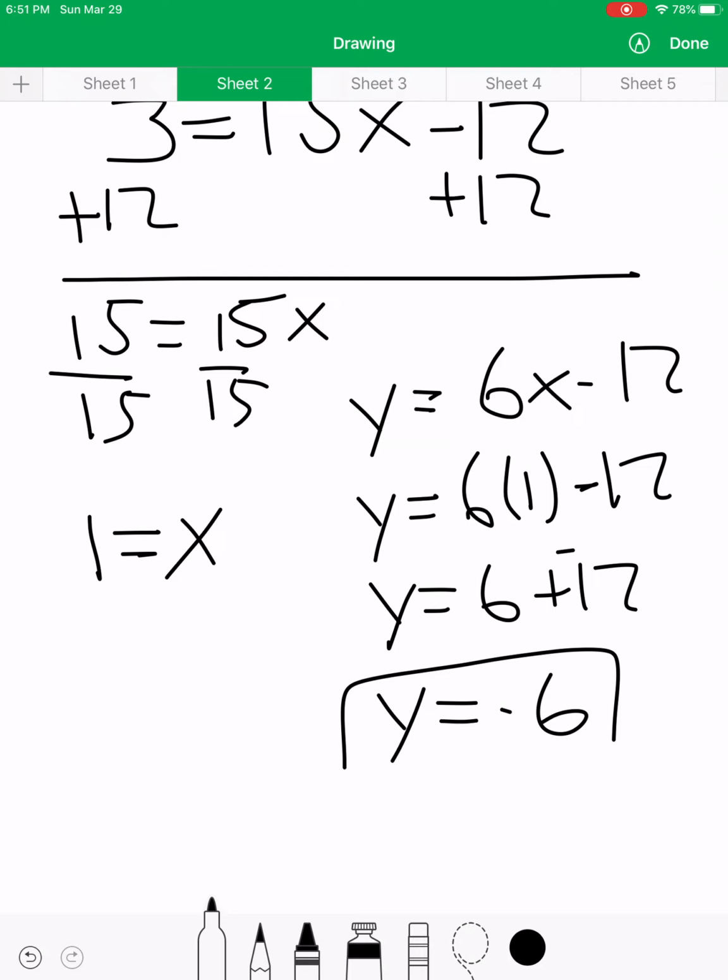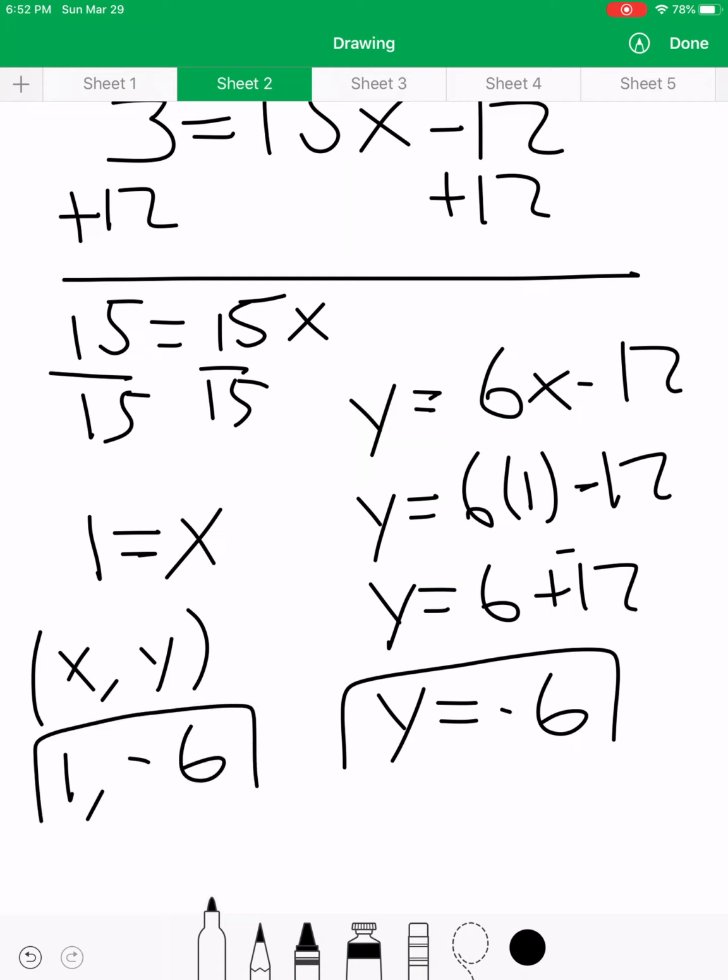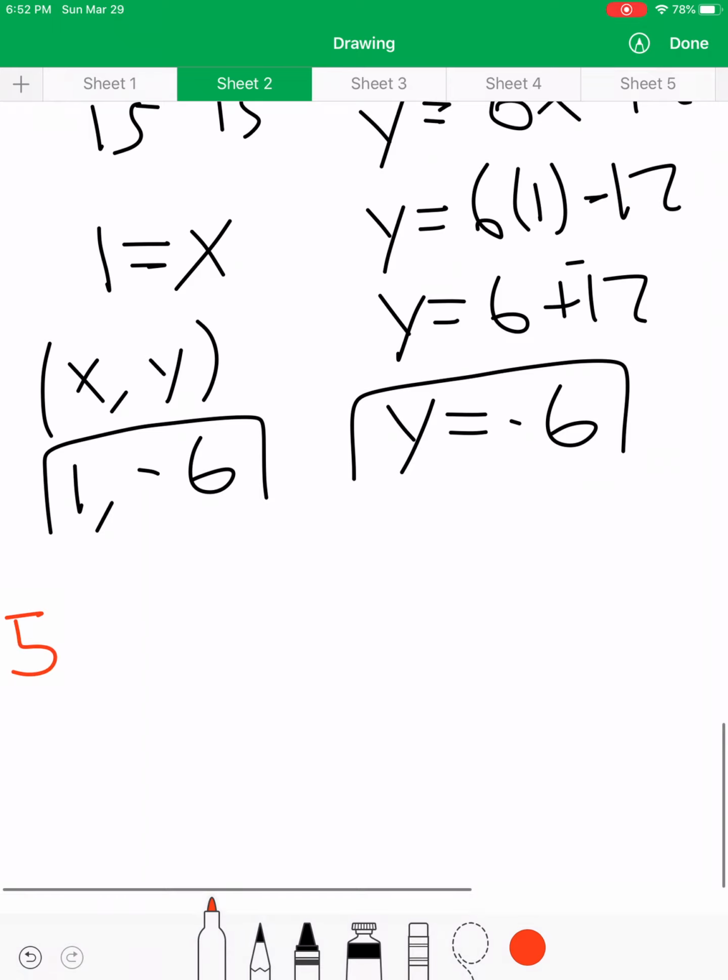Don't forget to write this as an ordered pair. An ordered pair is always x, y. So that's going to be 1, negative 6 as your final answer. All right, moving on now to the next problem. Number 5.